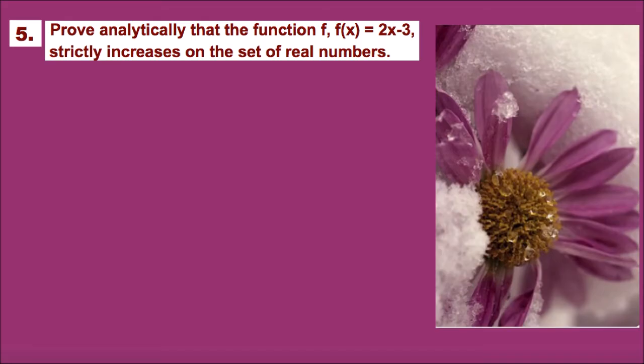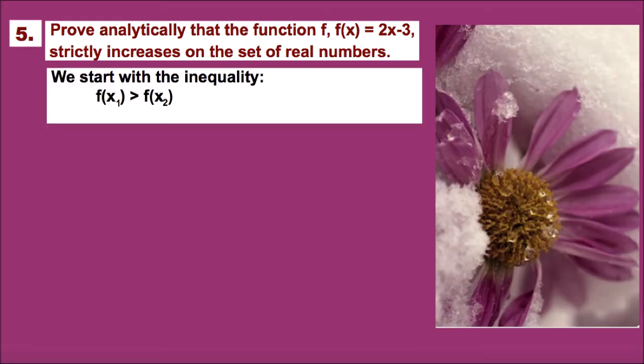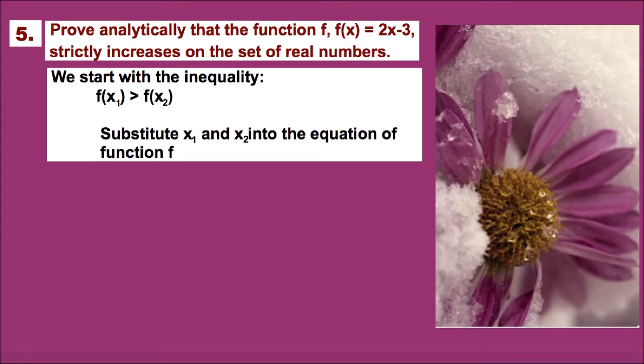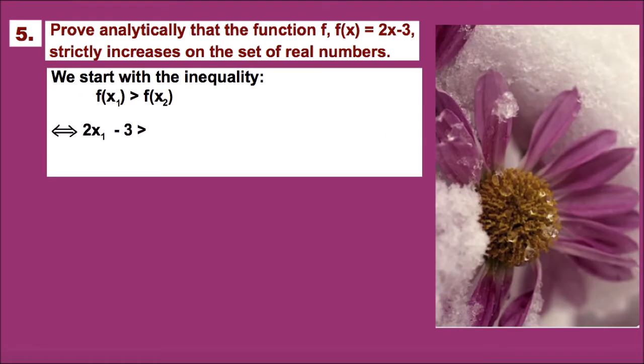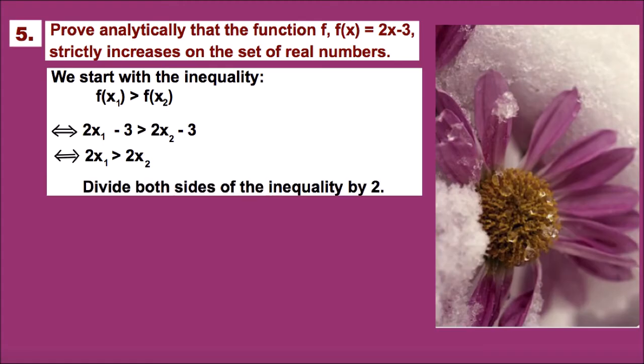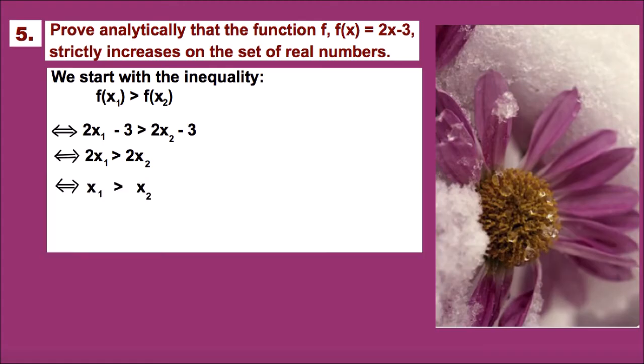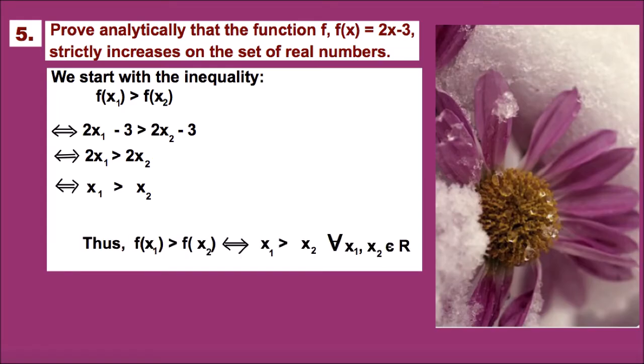Prove analytically that the function f(x) = 2x - 3 strictly increases on the set of real numbers. We start with the inequality f(x1) > f(x2). Substituting x1 and x2 into the equation of function f, the inequality is equivalent to 2x1 - 3 > 2x2 - 3. Add 3 on both sides of the inequality, equivalent to 2x1 > 2x2. Divide both sides of the inequality by 2, equivalent to x1 > x2.